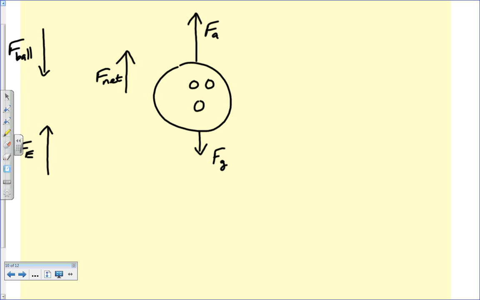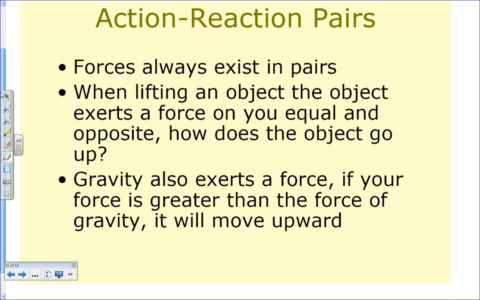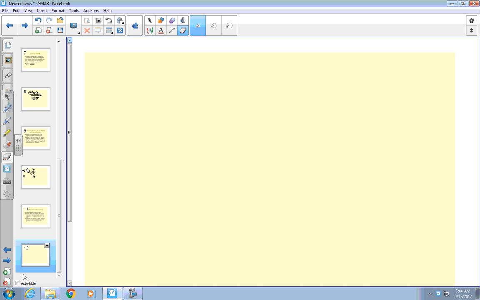You can lift an object up with no acceleration if you apply a force that's equal to the amount of gravity. All you have to do is equal the force due to gravity, and you can pull something upward with a constant velocity. All right, so that is Newton's 3 laws of motion, and we will discuss in class some example problems and whatnot.